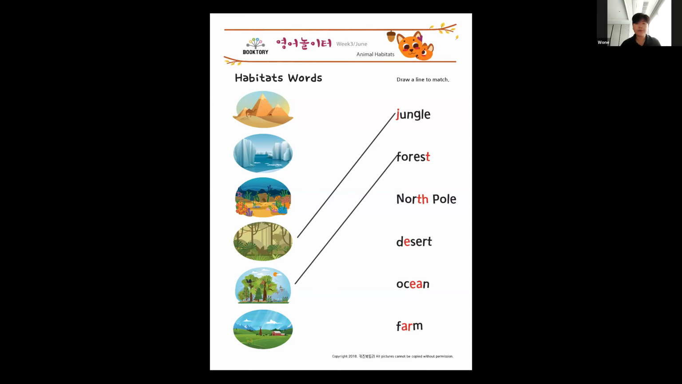The next one, how do we read that one? The next one is going to be North Pole. North Pole. So which one is North Pole? Right here, this one is North Pole. All right, and the one after that is desert. Desert. Where is the hot habitat? Desert. Right here, very nice.